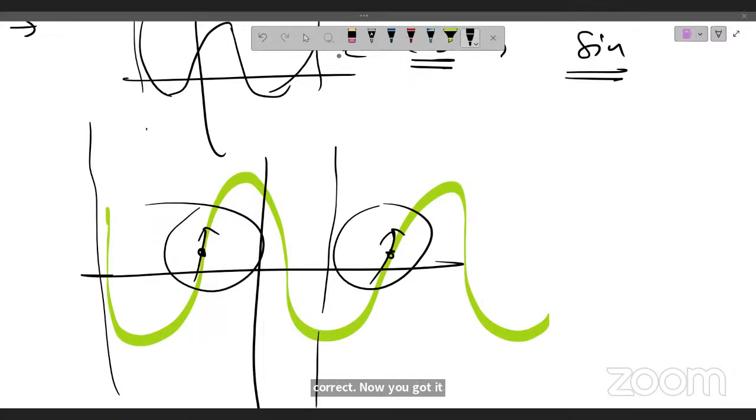Sometimes the same value is repeated because the graph is periodic. Yes, correct. So the first option is correct.